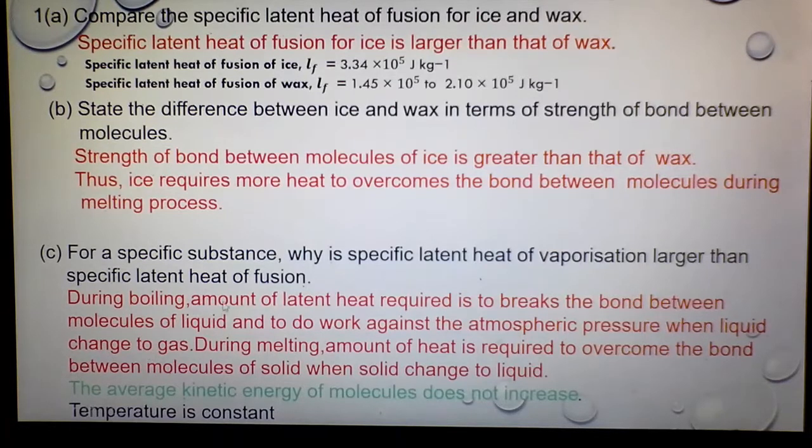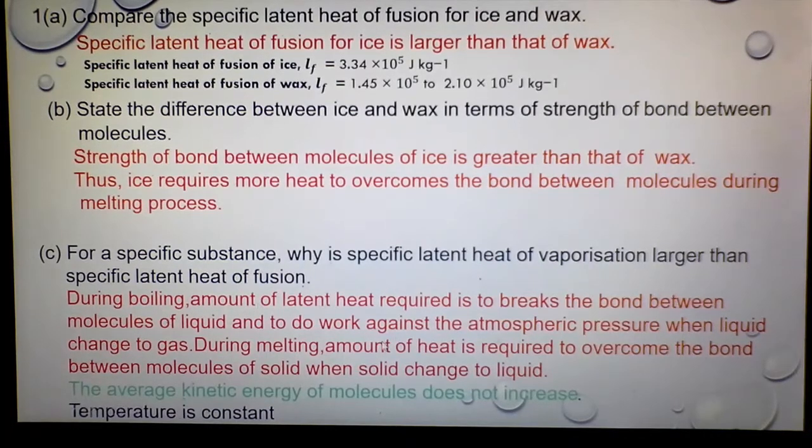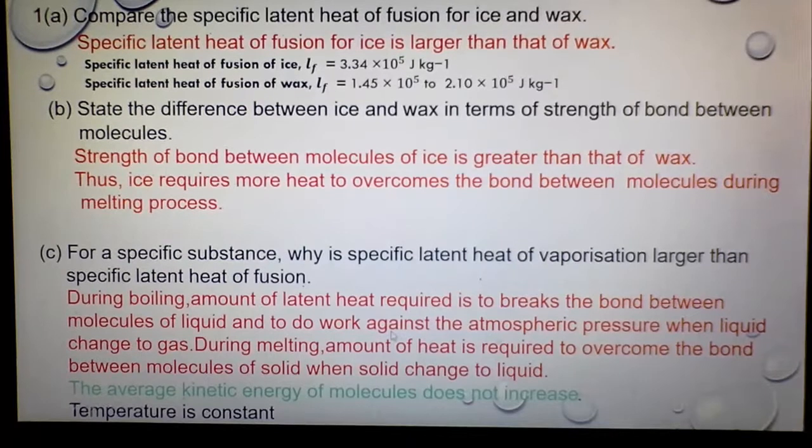So meaning for boiling, more latent heat is required because there is extra work done against the atmospheric pressure. So during melting, the amount of heat is just required to overcome the bond between molecules of solid when solid changes to liquid. That's the reason why specific latent heat of vaporization is larger than specific latent heat of fusion. So the average kinetic energy of molecules does not increase, or we can say temperature is constant.